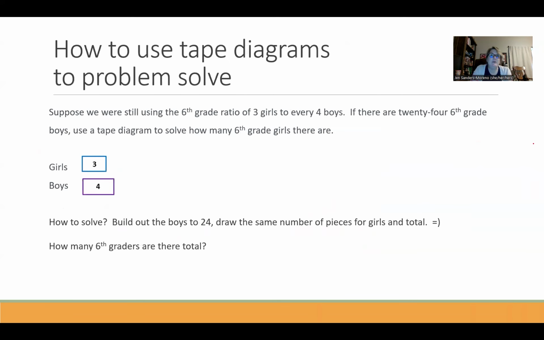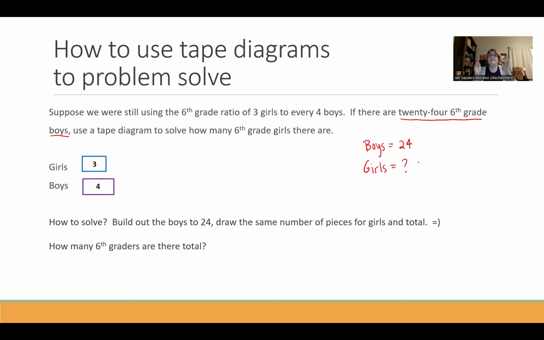Okay. How to use tape diagrams to problem solve. So here we've got a word problem, and there are lots of word or story problems in the sixth grade Common Core textbook. And this one says, suppose we were still using the sixth grade ratio of 3 boys to every 4 girls. If there are 24 sixth grade boys, use a tape diagram to solve how many sixth grade girls there are. So we're going to have a total of 24 boys, and we're trying to figure out what does that mean for girls.